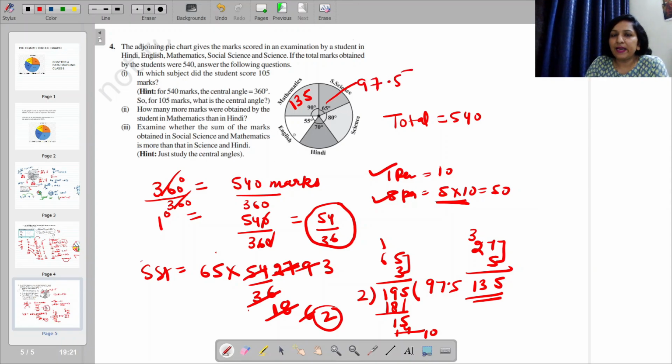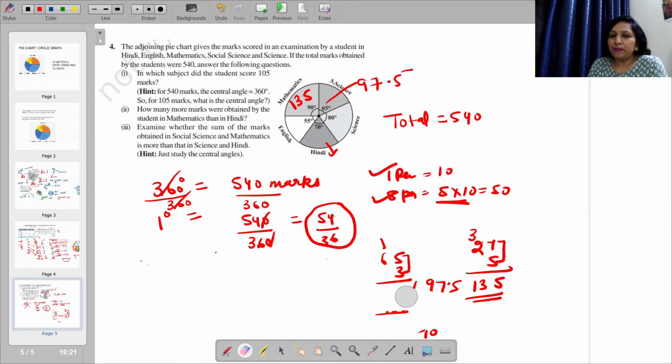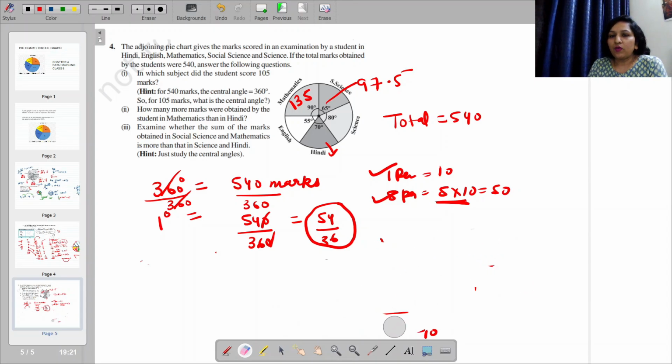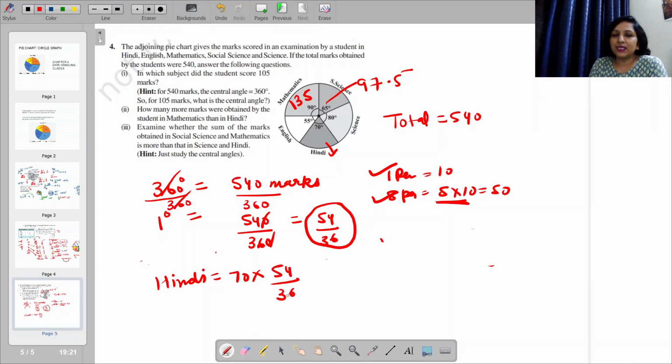Let us calculate for Hindi. Hindi का degree is what? Hindi का degree is 70 degree. तो अगर 1 डिग्री की वैल्यू हमें पता है और हमें 70 की निकालनी है तो क्या करेंगे? What we are doing repeatedly, we will multiply 70 by this number. So for Hindi, let us calculate 70 degrees multiplied by 54/36.